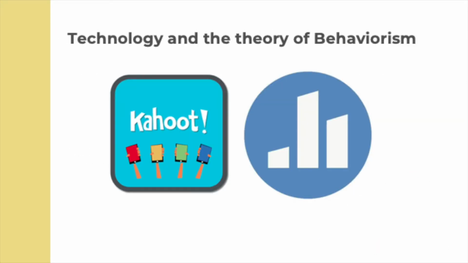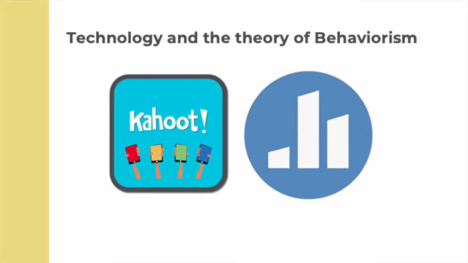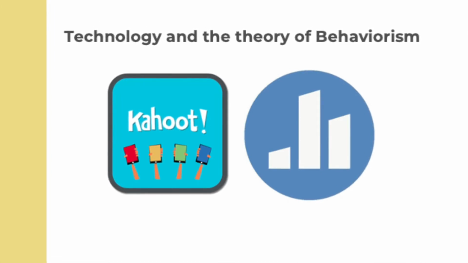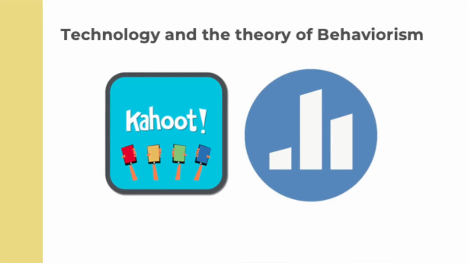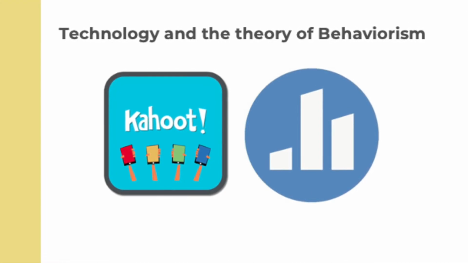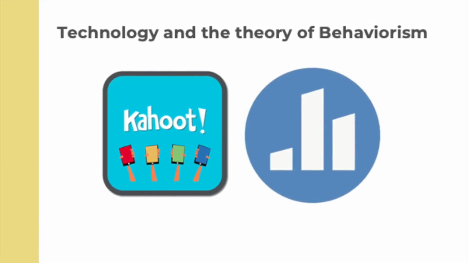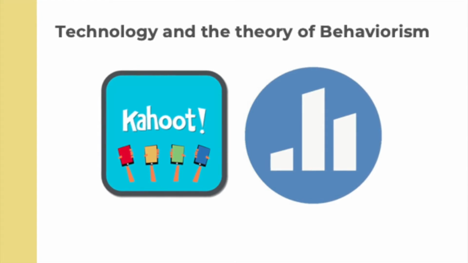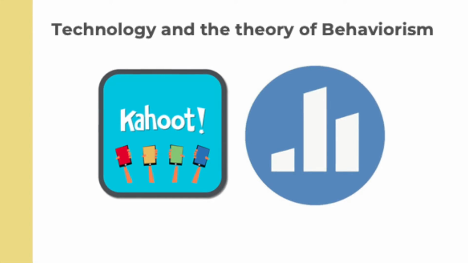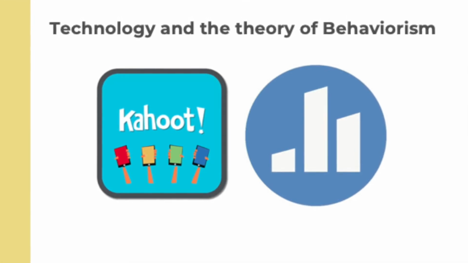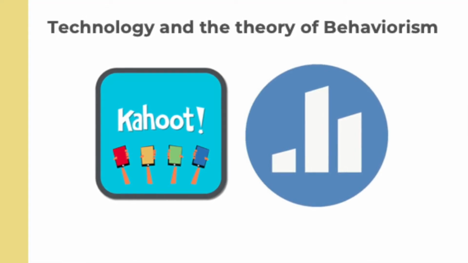The next learning theory that we're talking about is behaviorism. The technology that supports behaviorism is Kahoot or Poll Everywhere. In the theory of behaviorism, promotion of correct behavior and discouragement of wrong is key. Positive and negative reinforcements. Experiences that are beneficial to learners in this theory are practice and reinforcements. Kahoot is game-based. It's gamification. It's allowing students to get points for getting correct answers.